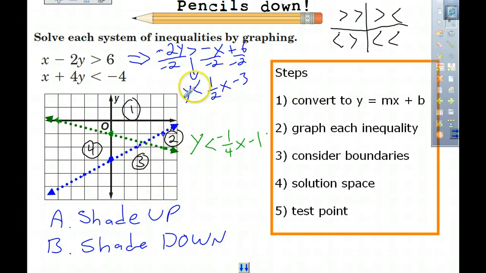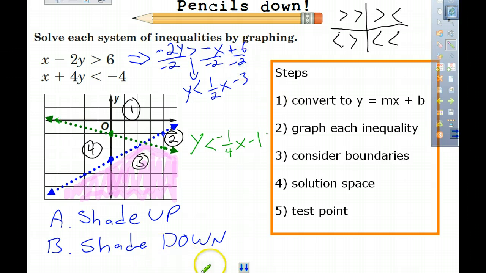So which is this? You want to go below the blue line and below the green line. Below the blue line would be all this. Below the green line would be all this. So where is this both shaded? Area 3. All this is where it's below the green and the blue.